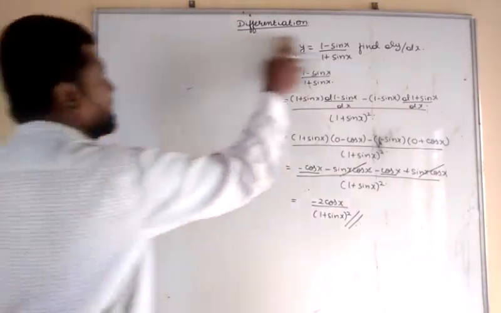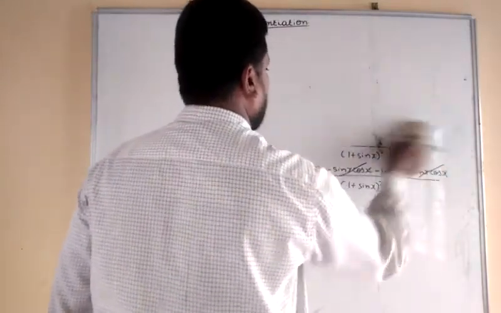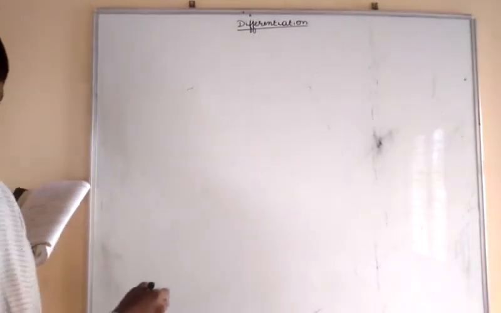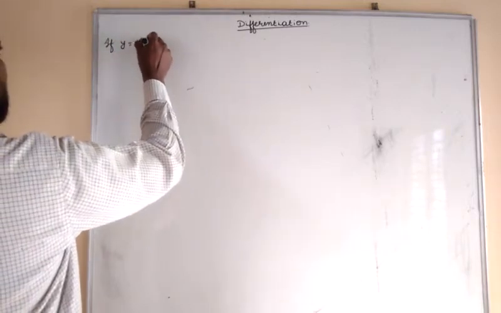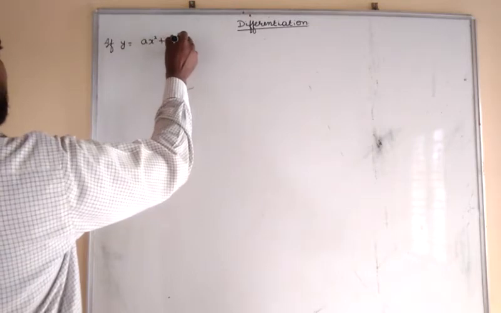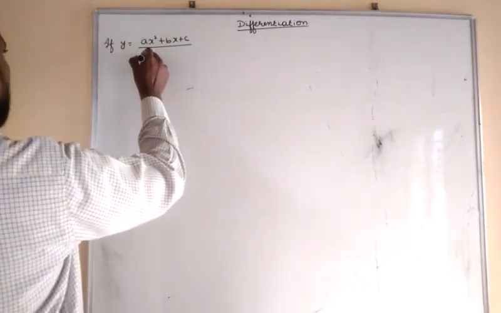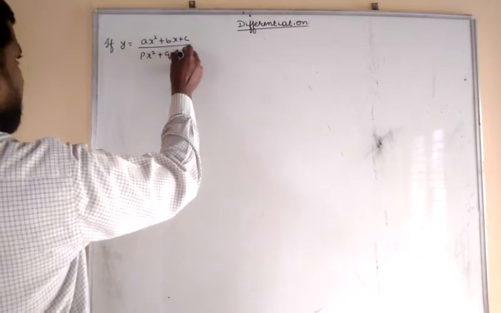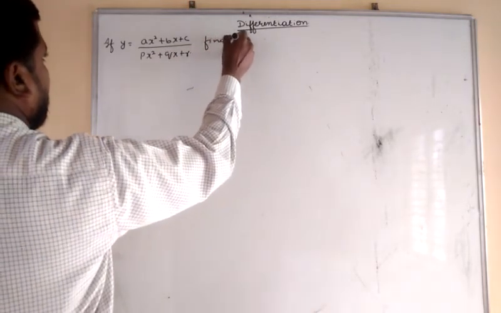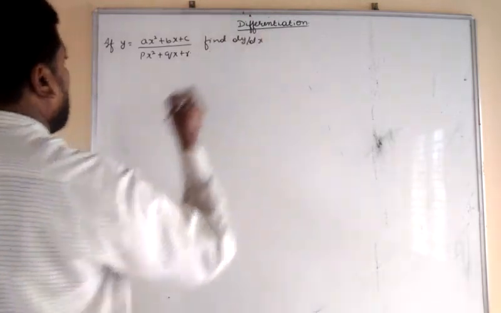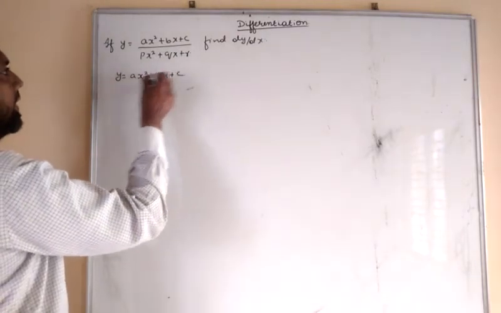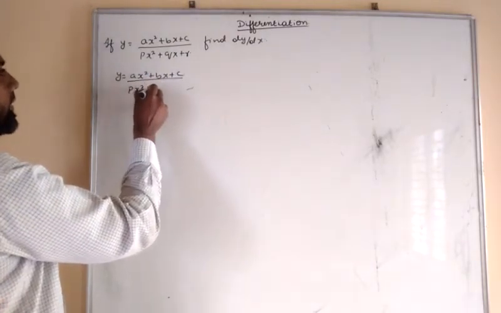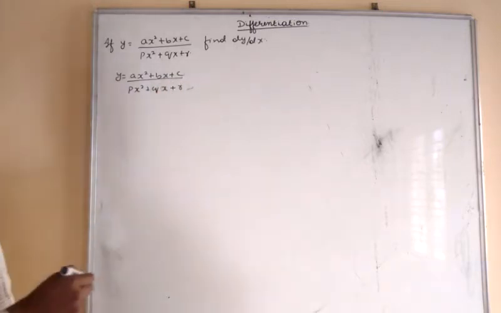Let's solve another two problems, then I will give the assignment questions on the quotient rule. If y is equal to (ax square plus bx plus c) by (px square plus qx plus r), find dy by dx. So this is the question he has given.